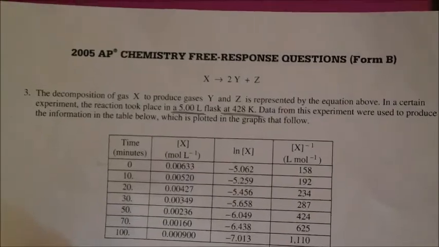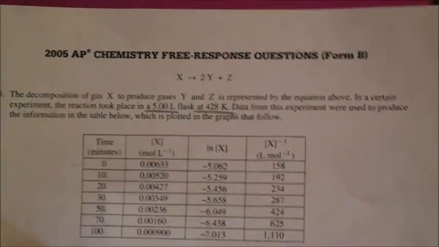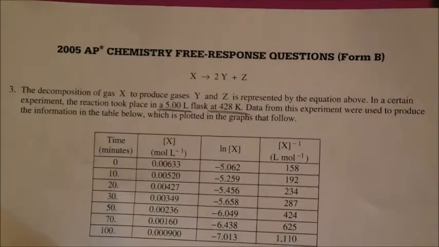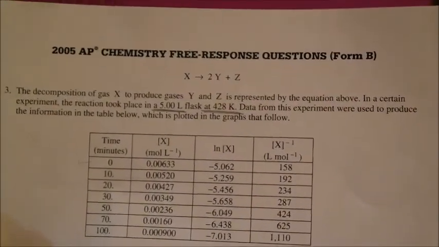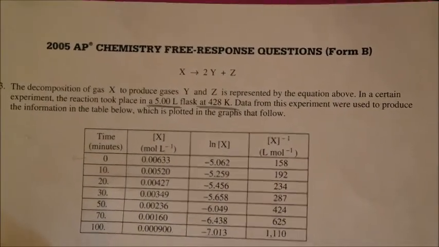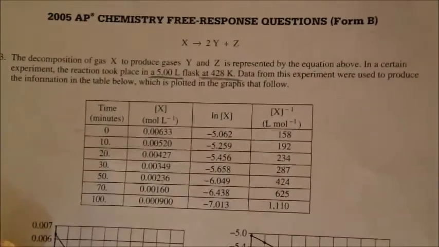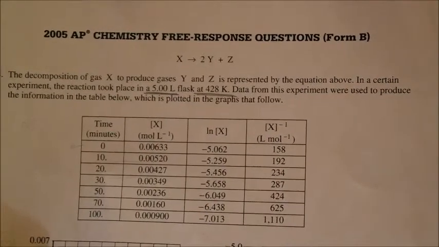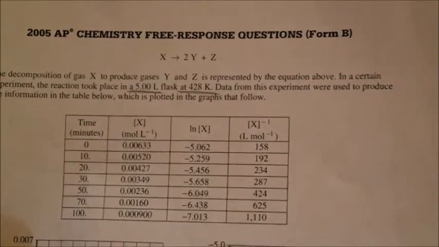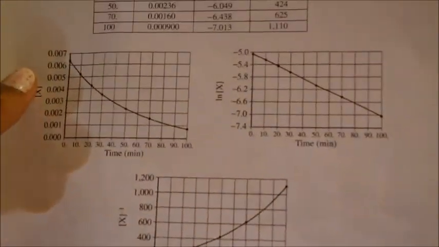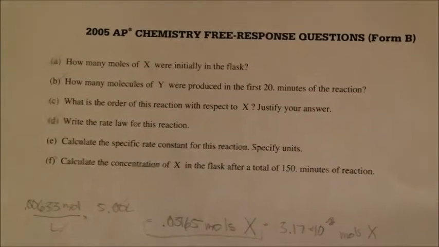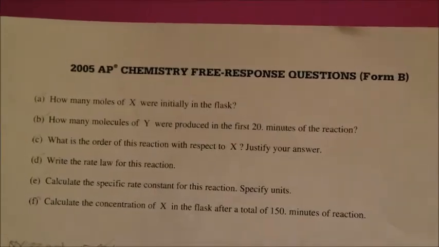the decomposition of gas X to produce gases Y and Z is represented by the equation above. In a certain experiment, the reaction took place in a 5-liter flask and at 428 Kelvin. Data from this experiment were used to produce the information in the table below, which is plotted in the graphs that follow. Part A reads, how many moles of X were initially in the flask?